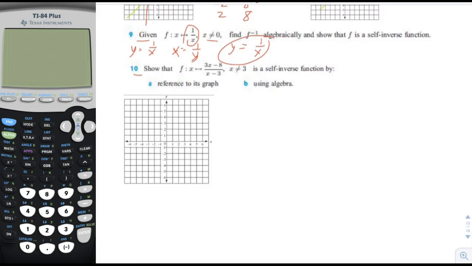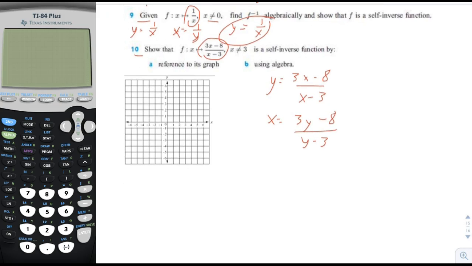10. Show that the function 3x minus 8 over x minus 3, where x is not equal to 3, is a self-inverse function by reference to its graph and using algebra. Let's do algebra first. y equals 3x minus 8 over x minus 3. Wow, is that a self-inverse function? You can't really tell, right? So the first thing you're going to do is variable interchange.